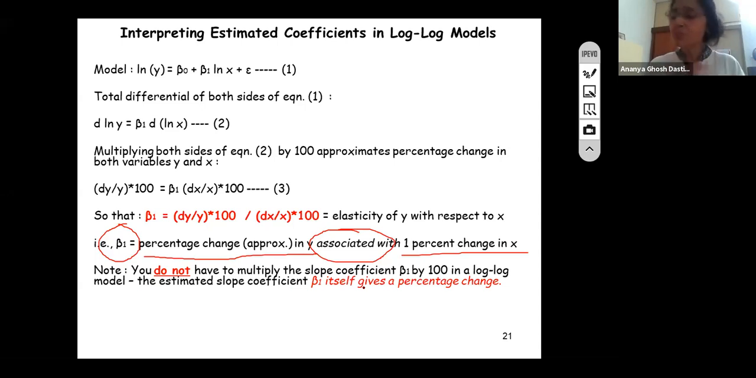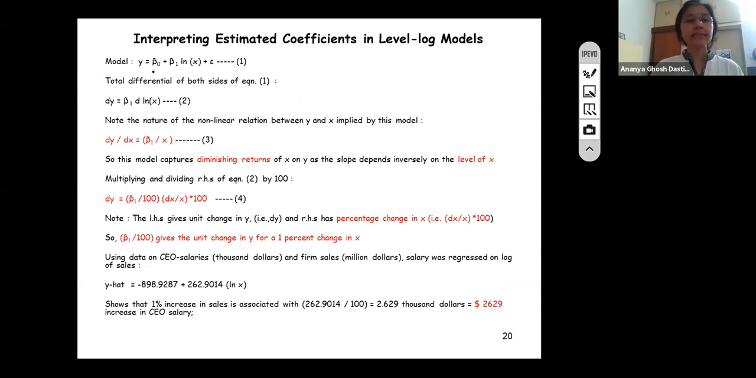So a semi-log model is one where some variables are in logs and others are not. Okay. So a different kind of a model is this one, where you see, we'll call it a level-log model, because the dependent variable is in level, but the explanatory variable is in log.